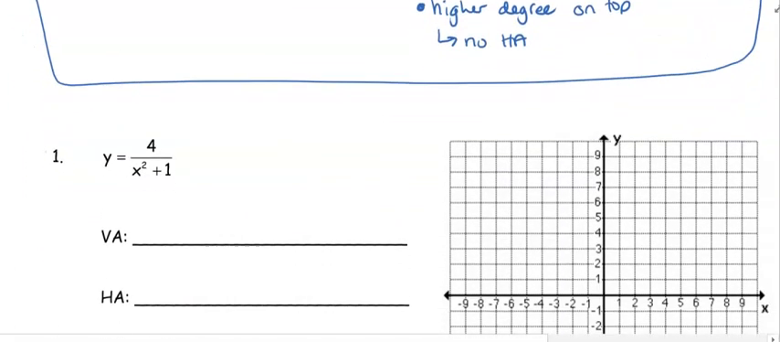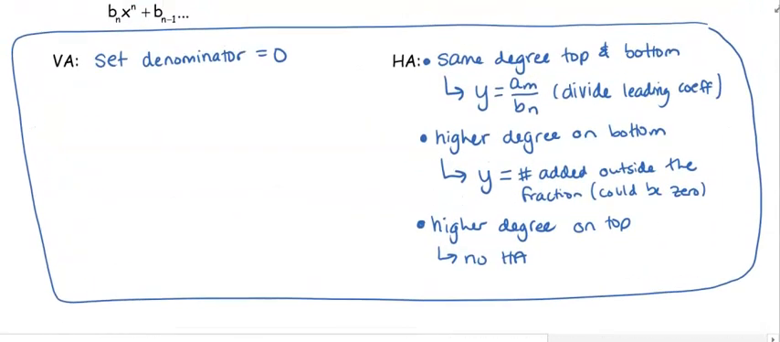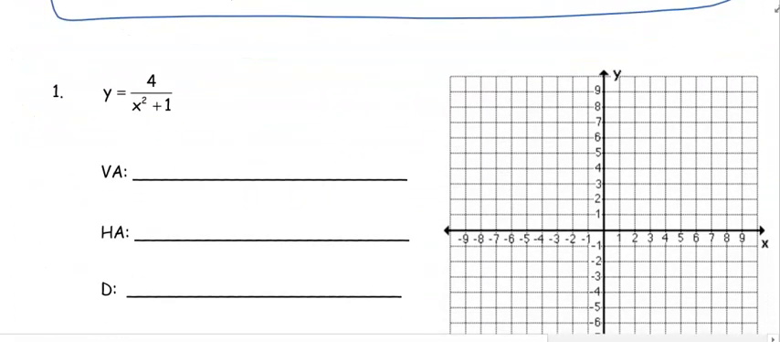Now we are going to look at some examples. Our first example is y equals 4 divided by x squared plus 1. The vertical asymptote. Again, if we're not sure, we refer back to our chart we just made. The vertical asymptote is set the denominator equal to 0. The denominator is the bottom of our fraction. So we have x squared plus 1 equal to 0. We move that 1 over, we get a negative 1, we take the square root, we get plus or minus i. I is imaginary. We can't see imaginary pieces on our graph.